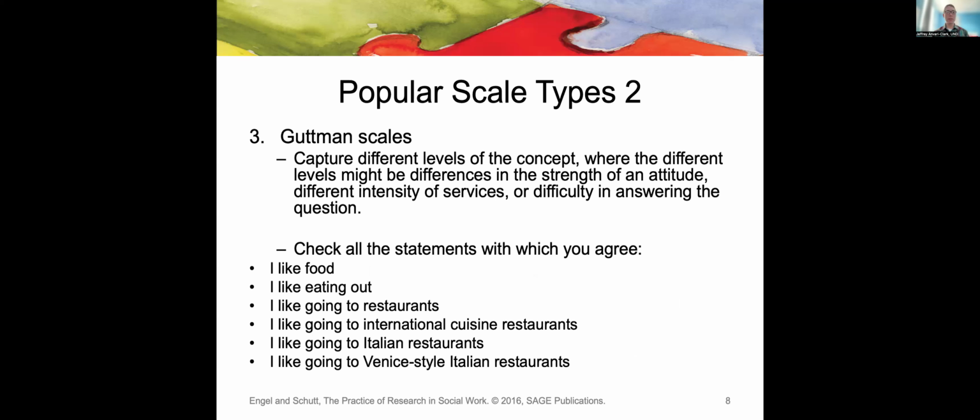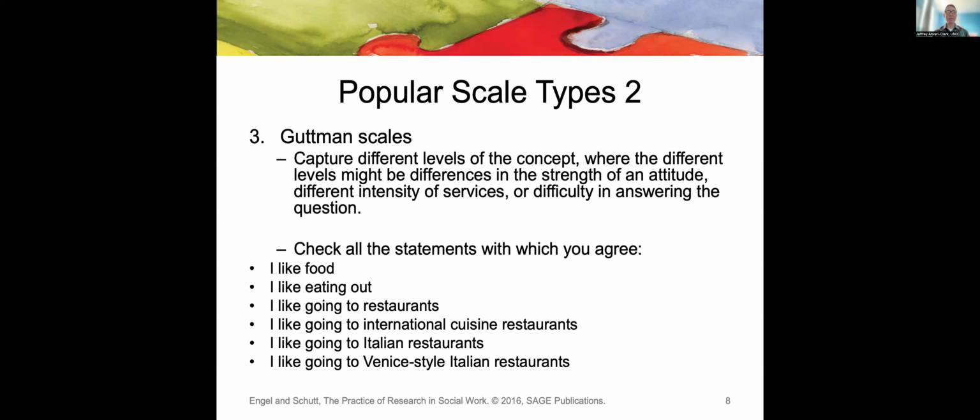Then there's the Guttman scale. This one is more cumulative. You check as many items as apply, from the most basic to the most comprehensive. With this, it can measure the strength of an attitude. You can say, well, I like food, I like eating out, I like going to restaurants, but I'm not so big on going to international cuisine restaurants. So I might check only the first three.